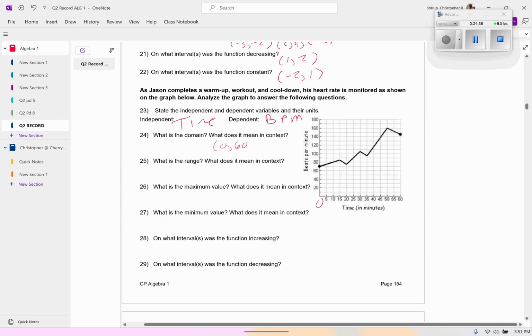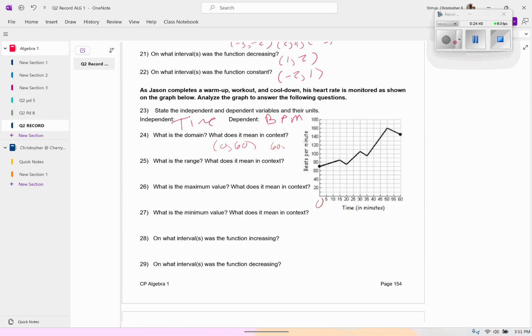So what does this mean in context? We're doing 60 minutes. What is the range? Well, this is my lowest, so that looks like 70 right there maybe. And this highest value here is 160. So from 70 to 160 is our range. What does this mean? Beats per minute.